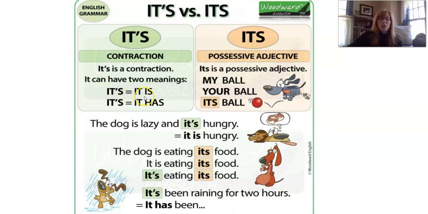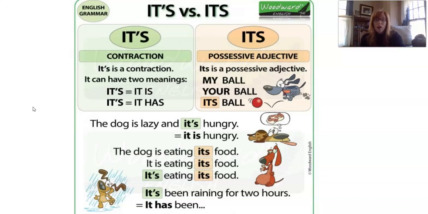Okay? So with it is, they took out the I. When it's it has, they took out the H and the A and added the apostrophe. So down below, they've given you an example of the green, which is a contraction. It's. The dog is lazy and it's hungry.